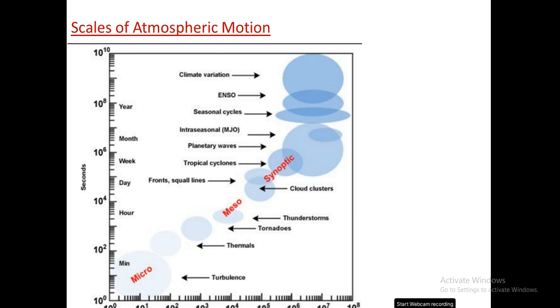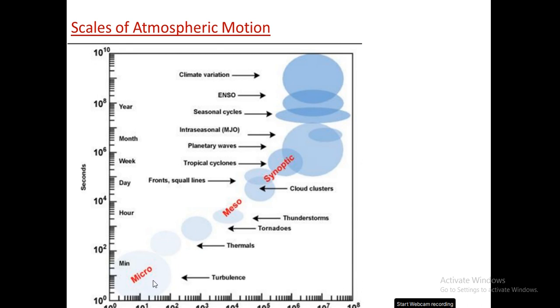When we talk about weather activities or weather phenomena happening on the earth, we can classify them into different scales based on the region being affected by the activity, and also based on how long the phenomenon persists. If you look at this figure, the x-axis is distance, given in meters, and the y-axis is time, given in seconds. And we have different types of scales.